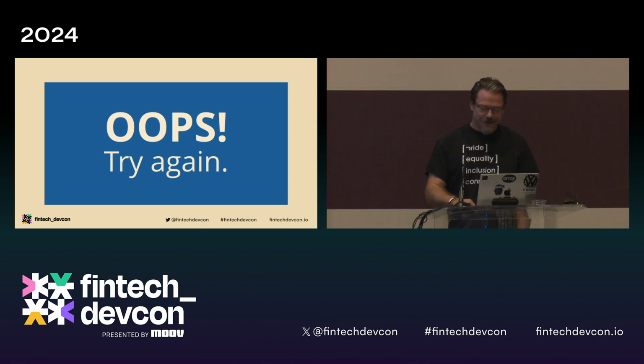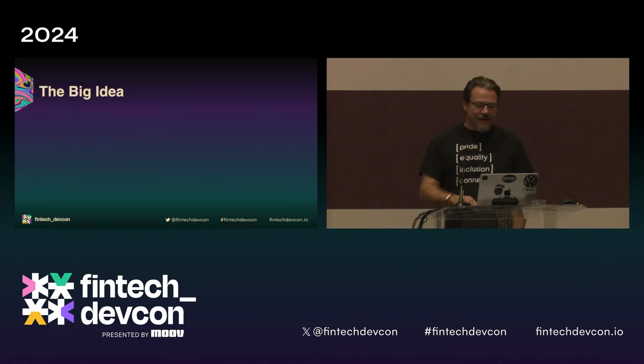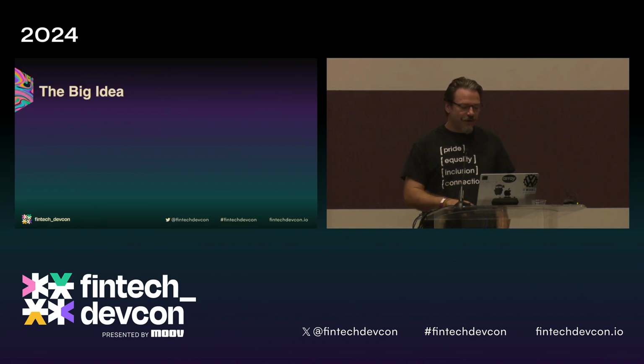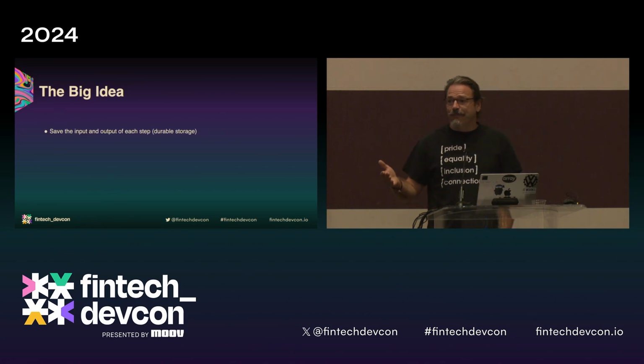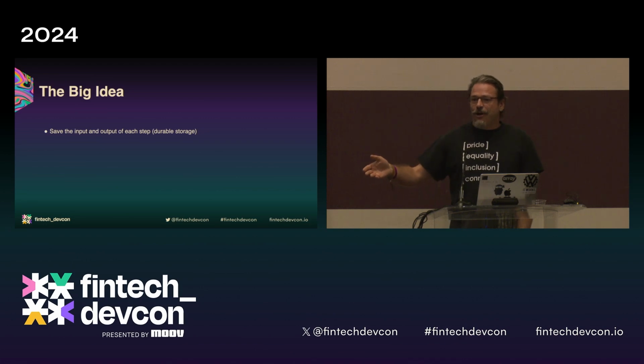Just try again. So the big idea behind going with some kind of workflow, and how does the workflow work, what's the big idea that's driving this workflow engine? It's pretty simple when it comes down to it. You save the input and output of each step in some kind of durable storage. So I have some kind of inputs to my activity that says, call this API, here's the input parameters, or here's where you go and get the input parameters out of the database, go make this API call and give me back the result of that API call.